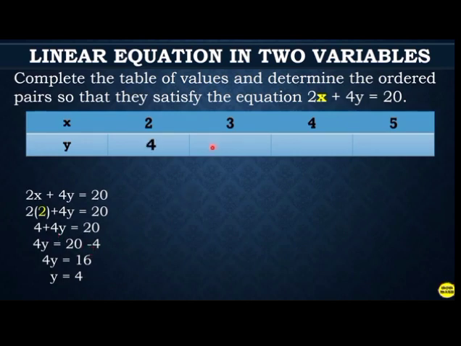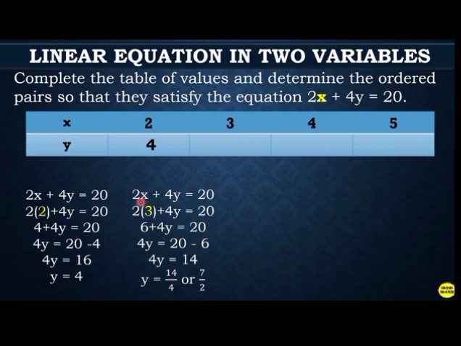So the next is 3. Let's copy the equation 2x plus 4y equals 20 and let's substitute the 3. So 2 times 3 plus 4y equals 20. 6 plus 4y equals 20. Then 4y equals 20 minus 6. So let's transpose the positive 6 into negative 6. So 4y equals 14. Let's divide both sides by 4. So y equals 14 over 4 or 7 over 2. So y is 7 over 2 or 3 and 1/2.